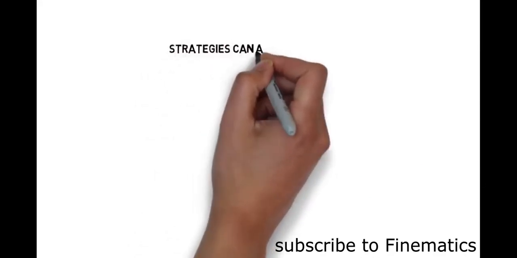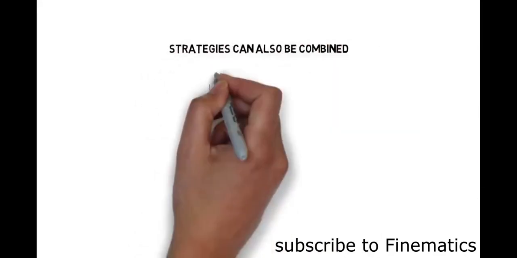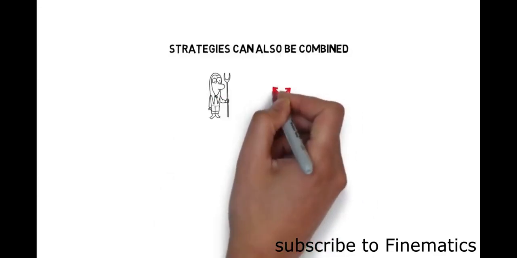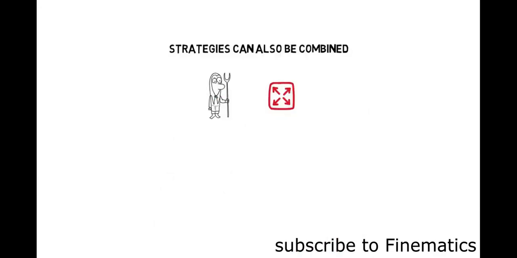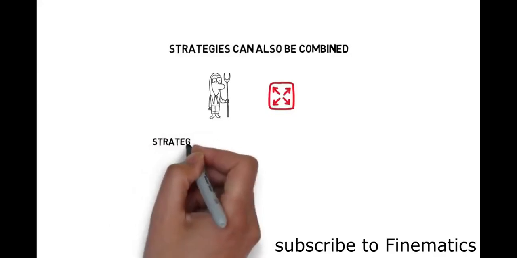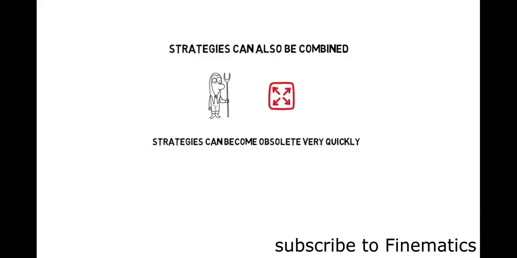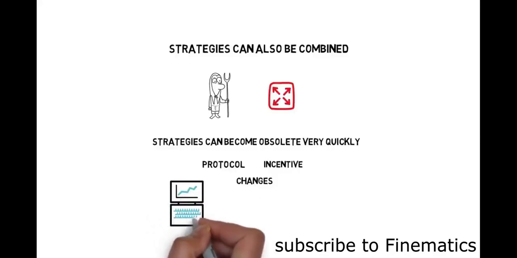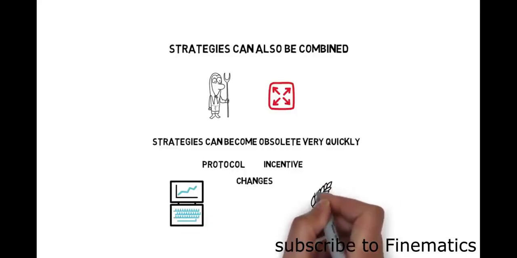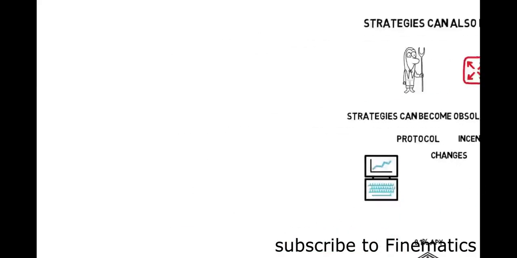Some of these strategies can also be combined, so yield farmers can maximize their returns even further. It's worth keeping in mind that yield farming strategies can become obsolete very quickly by, for example, protocol or incentive changes, and something that may be super profitable right now may not be profitable at all the next day. So it's important to keep an eye on the running strategies and rotate crops if necessary. I hope that now you know a little bit more about yield farming.